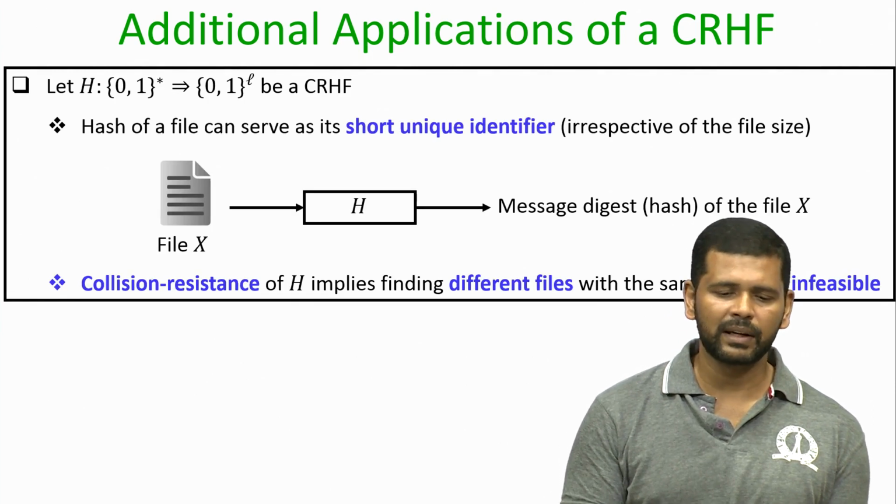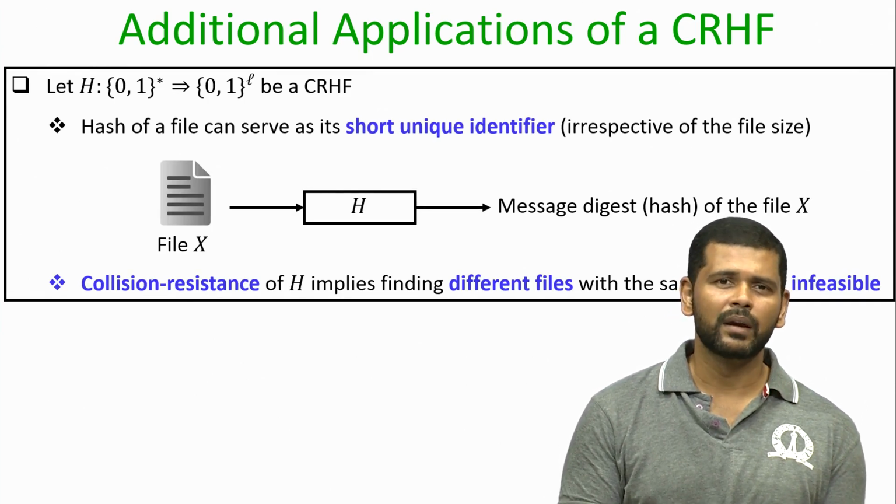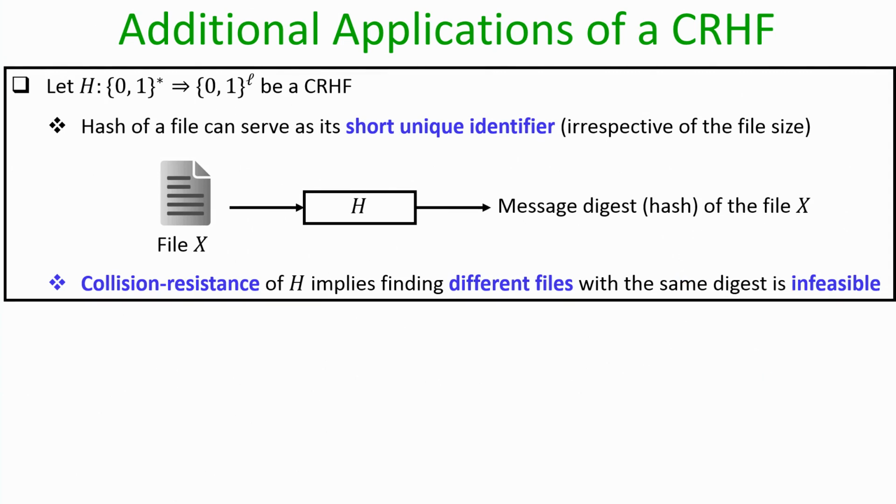So, imagine you are given a collision resistant hash function, and one of the main ideas that we can use in several applications involving the hash function is that the hash of a file can serve as its short unique identifier, where the size of the identifier will be fixed, say little l bits, irrespective of what file you are feeding as an input to the hash function. It could be a small file, it could be a large file, I do not care. The digest of the file will be taken as an identifier.